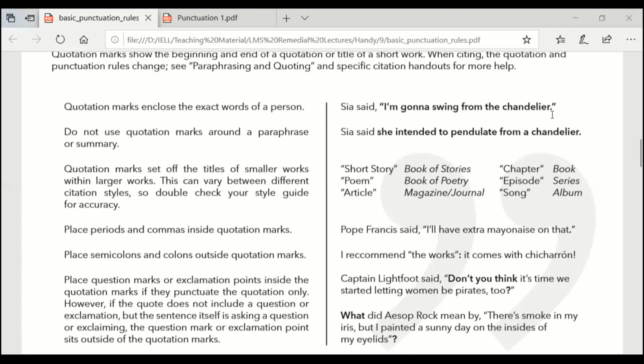Okay, so first we should write the full stop, the point here, and then we close the quotation marks. Similarly, here we have another example, full stop, then quotation marks. Never put a full stop outside the quotation marks. We need to complete the sentence and then we should close the quotation marks. Okay, place semicolons and colons outside the quotation marks.